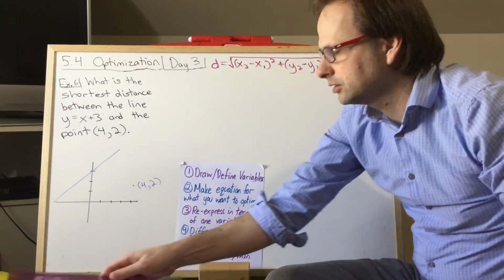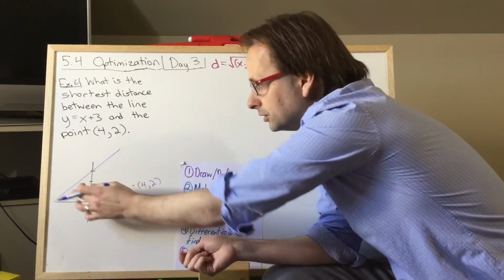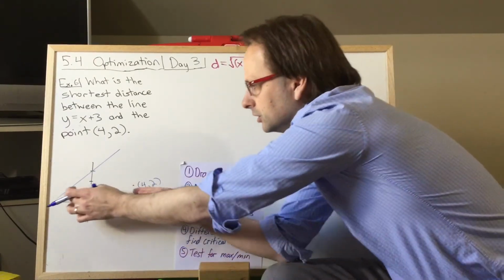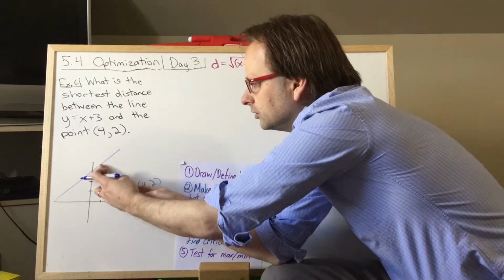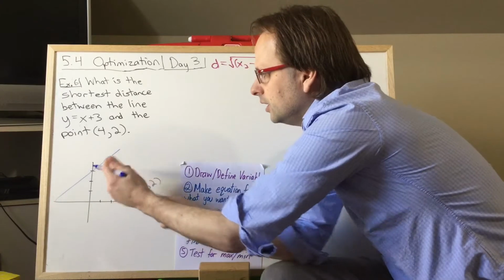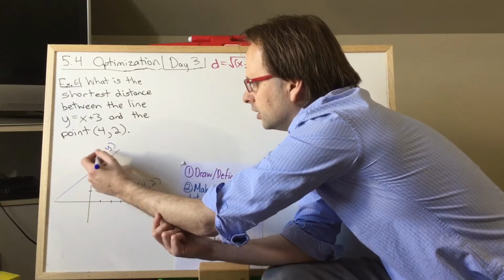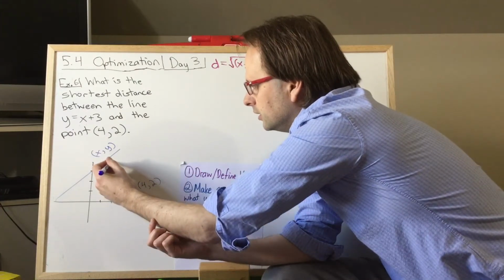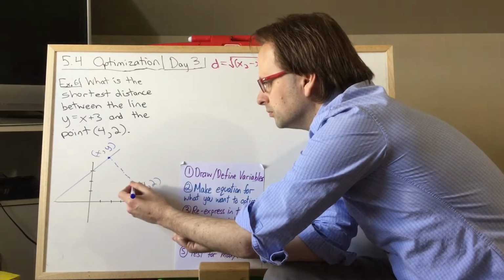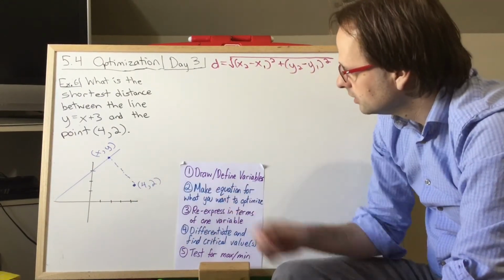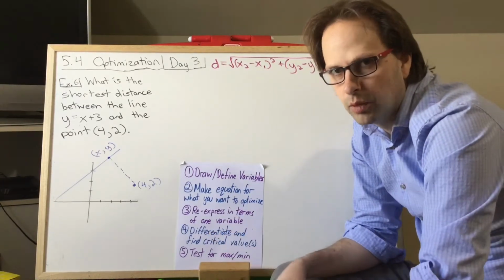Looks something like that. And you can see if you're on this line, your distance to this point varies. It's quite far away if you're over here. And if you're, say, over here, your distance is now shorter. Okay? There's some shortest point, let's call it xy, on this line. And it minimizes the distance between the point and the line. There's step 1. We've defined our variables. They were already just going to be x and y.